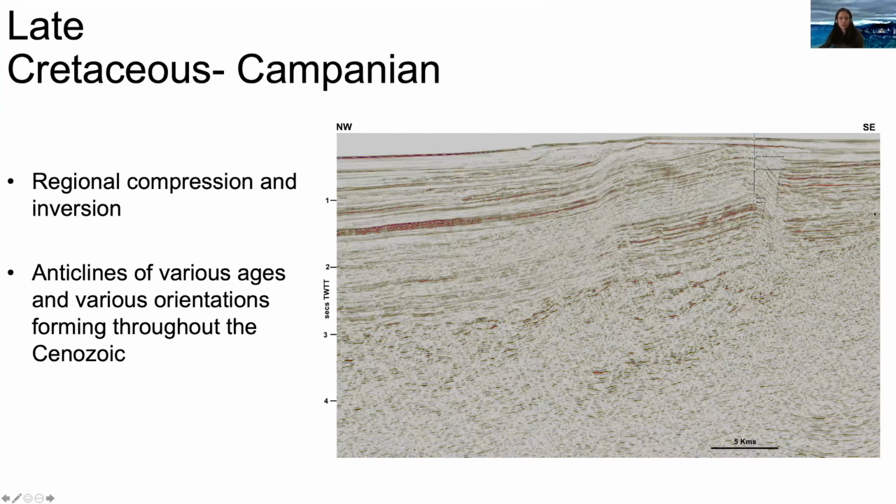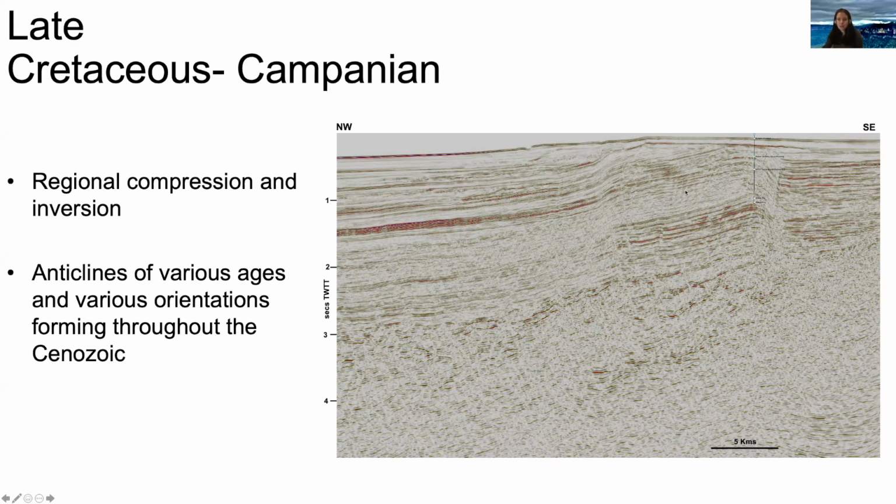One of the interesting things that we observe in the Upper Cretaceous to the Neogene is the regional compression and inversion. That is clearly illustrated by this seismic line, where we can see compressional structures, and they occur across the Northwest Shelf.